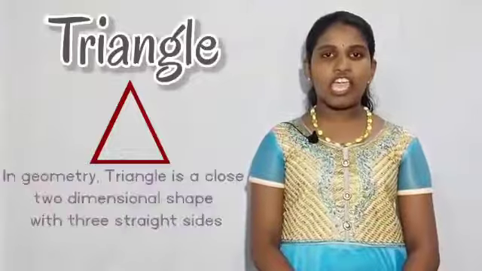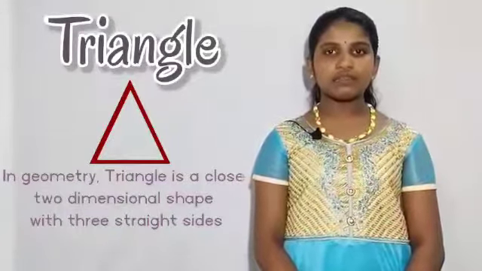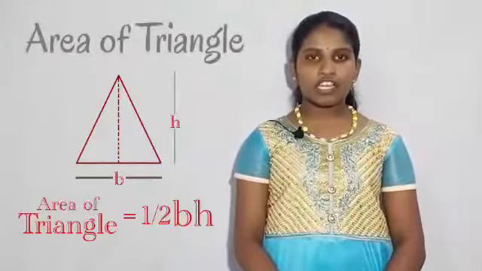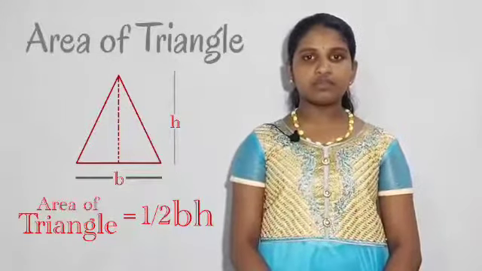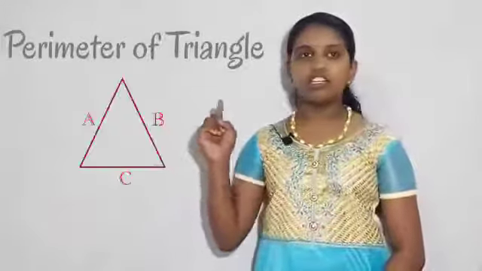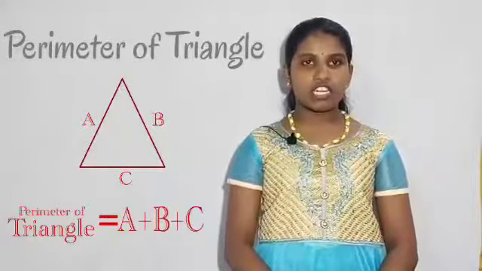First one, triangle. In geometry, a triangle is a closed two-dimensional shape with three straight sides. Area of triangle: the area of a triangle is equal to the base multiplied by the height divided by 2. Perimeter of triangle: we calculate its perimeter by adding the three sides.